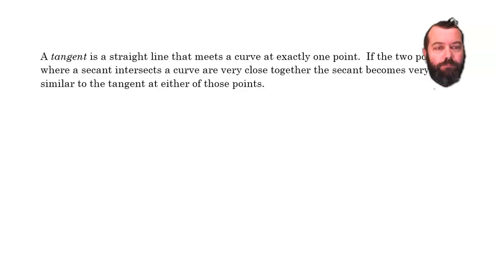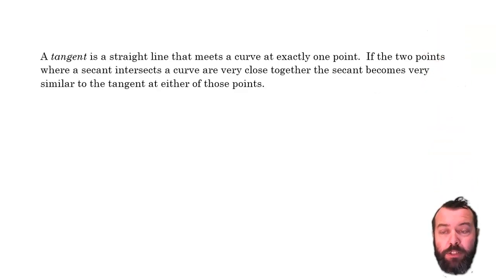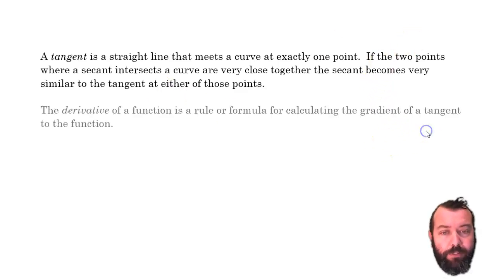Now, we've talked about secants, let's talk about tangents. They're a bit similar, they're straight lines. They just meet the curve at one point. They just sort of graze it and move on. And this idea is important: if the 2 points of a secant are very close together, then the secant looks very much like the tangent at either of those points.